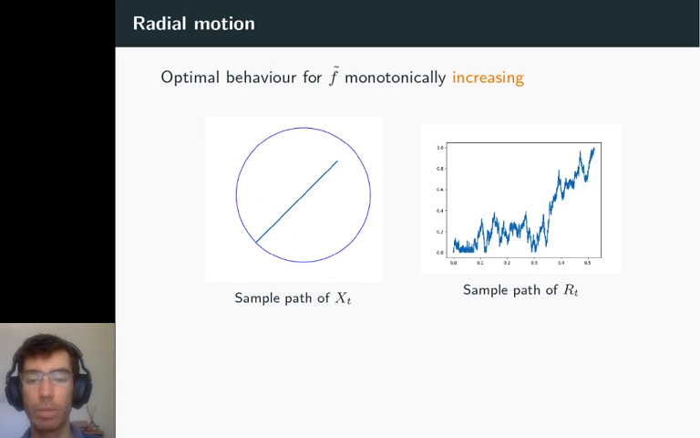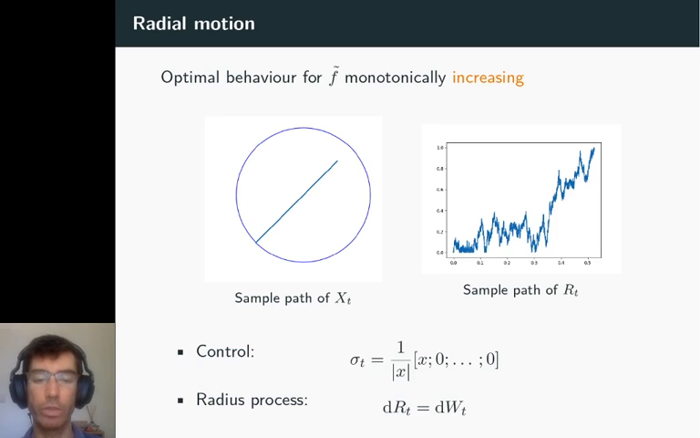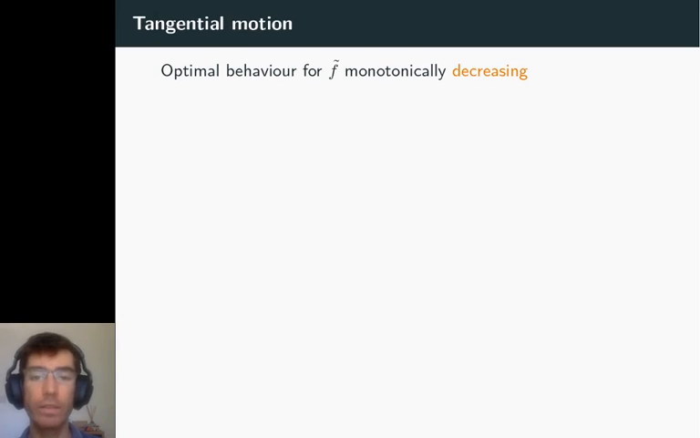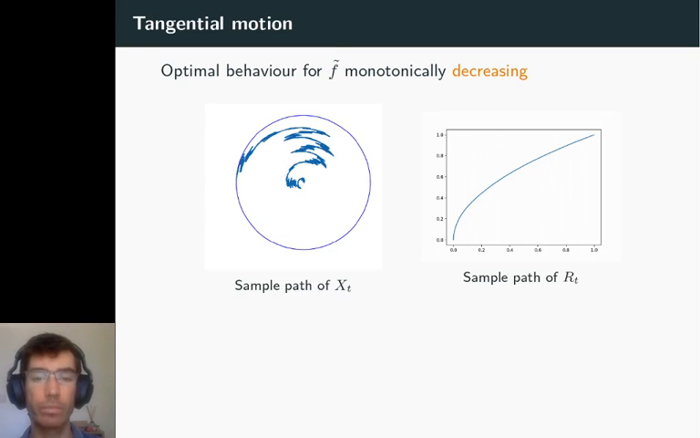And you can see a sample path on the right here of the radius of such a process. And this behavior can be achieved with this constant control where x is the starting point of the process and the radius process locally behaves like a Brownian motion. So this is the optimal behavior for a monotonically increasing cost function. On the other hand, if we have a cost function that is monotonically decreasing, then we'd like to spend as much time as possible close to the boundary of the domain.